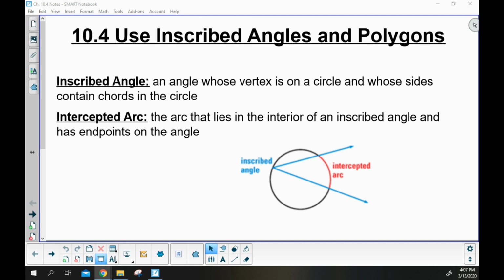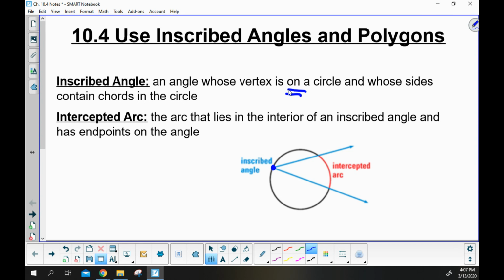All right, so today's lesson we're going to go over 10.4, which is using inscribed angles and polygons. So the first thing we need to know is what is an inscribed angle. And as we see here, an inscribed angle is an angle whose vertex is on the circle and whose sides contain chords of the circle. So it is on. That's the big thing. Your vertex is on. So we see here on our little diagram that my vertex is on the circle.